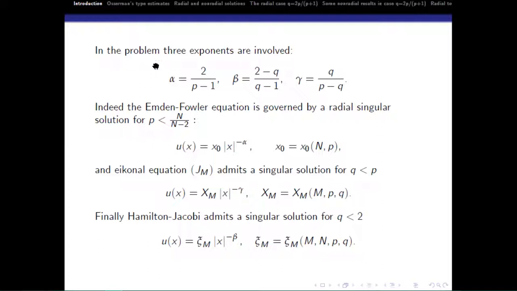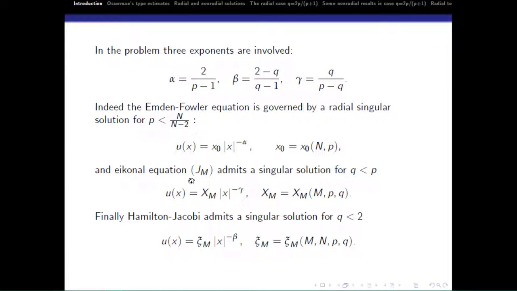The first, I call it alpha, is 2 over p minus 1. The second, beta, is (2 minus q) over (q minus 1). And the third one is gamma, which is q over (p minus q). Indeed, the Emden-Fowler equation is governed by a radial singular solution for p less than N over N minus 2. u(x) is a certain constant, I call it c_{N,p}, times the norm of x to the minus alpha.